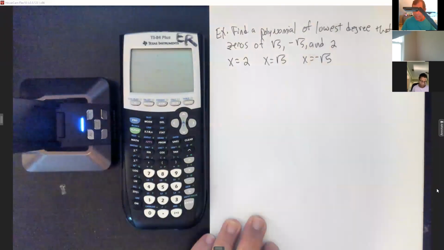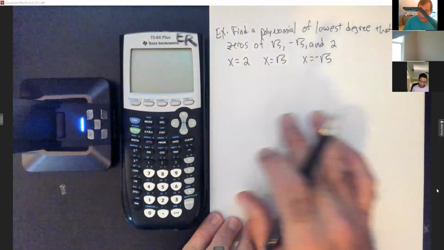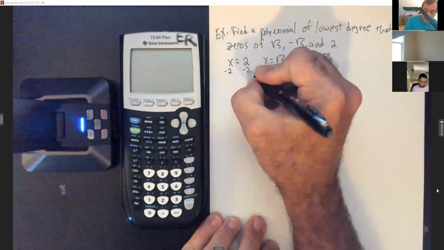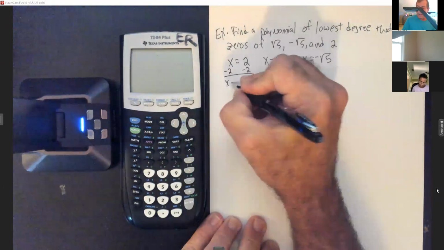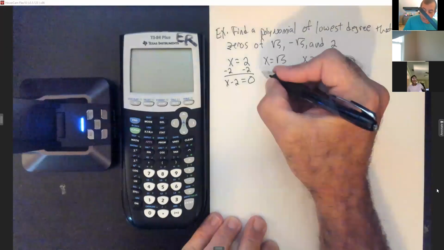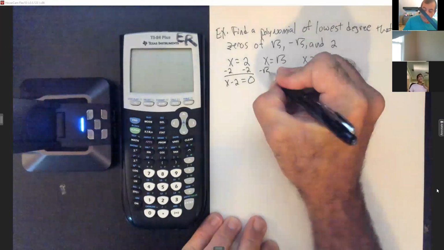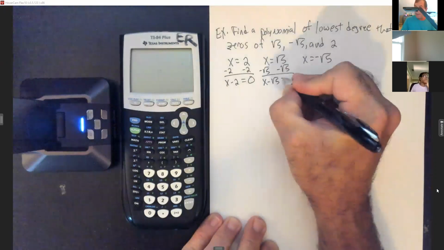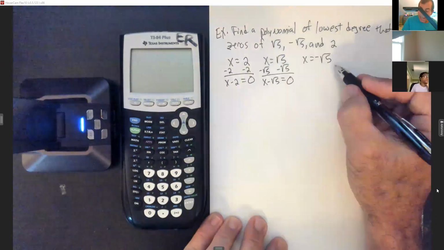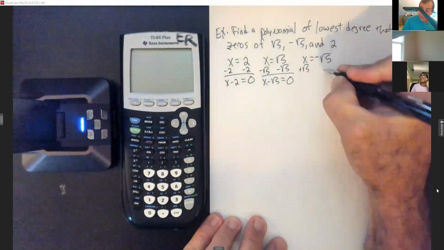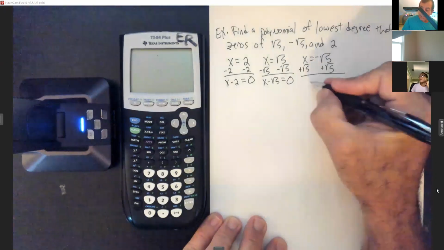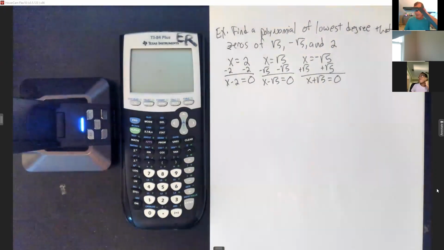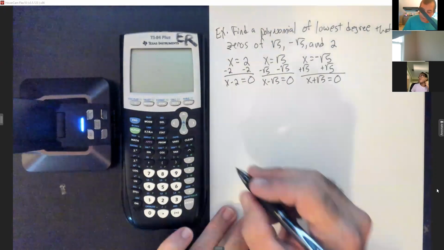All right, I want everything on one side, so I'm going to subtract and add to get zeros on that right side. So since that's a positive 2, we subtract 2, and I get x minus 2 is 0. That's positive square root of 5, so I subtract a square root of 5 from both sides, and I get x minus square root of 5 equals 0. This is the negative square root of 5, so I'm going to add a positive square root of 5 to each side, and I get x plus square root of 5 equals 0. All right, then I'm going to put everybody in parentheses equal to 0.